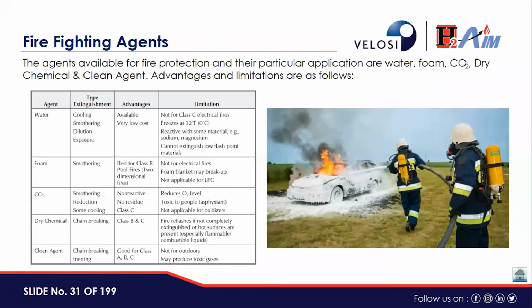Now that we understand how each fire starts, we can prepare for how to fight them, or better yet, prevent them from happening in the first place. So the different types of agents and different types of extinguishments are written in this table, along with advantages and limitations as well.